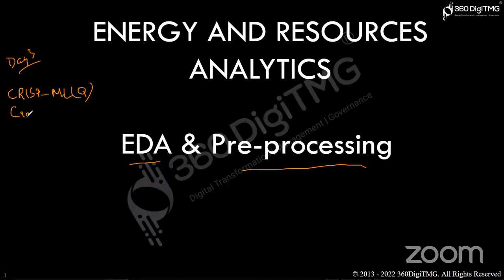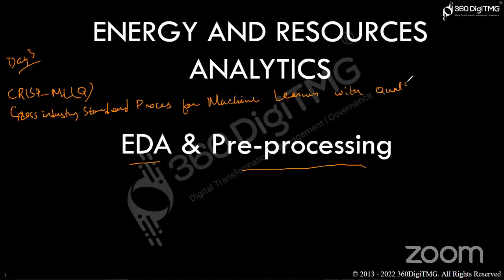CRISP-ML: Cross Industry Standard Process for Machine Learning with Quality Assurance. In this, we have 6 steps as we discussed. First is business and data understanding.